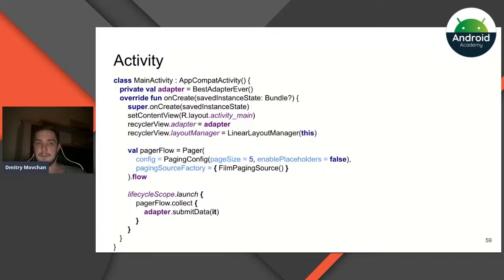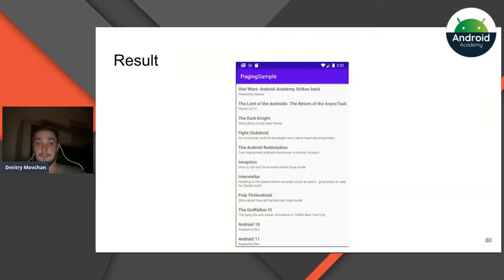And the last thing will be our activity. For example, we'll create our adapter and then set it to the RecyclerView. From that point, we should create the pager flow. So we create a pager with page size 5 and pass in our paging source. And after that, we just collect the data from our pager flow and submit it to the adapter. So the result is on the screen, and everything is listed here, and we can scroll down, and it will be loaded once we get to the end of the list.